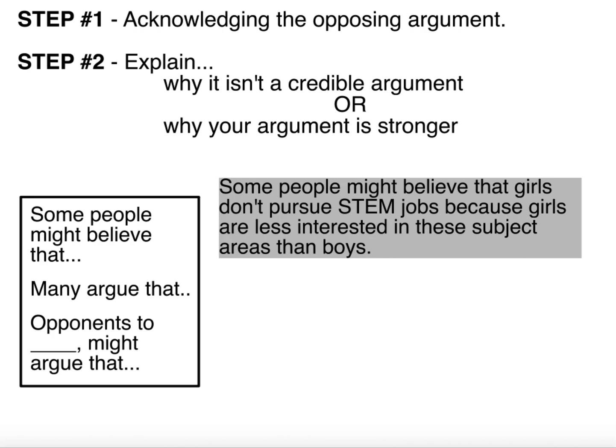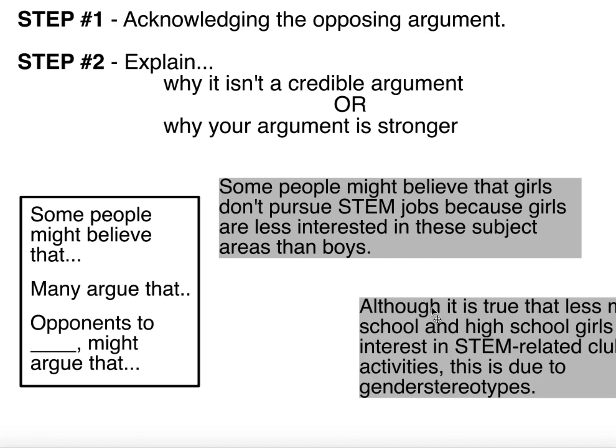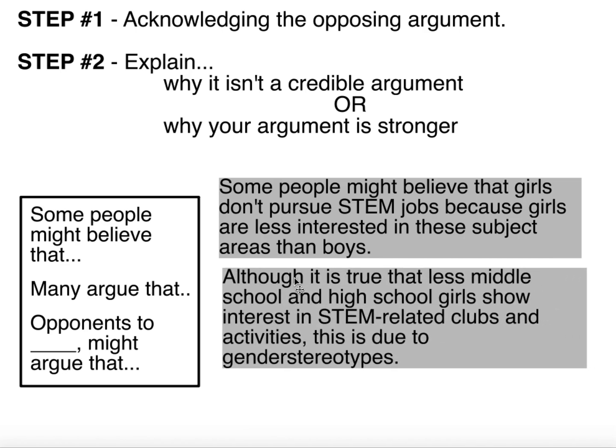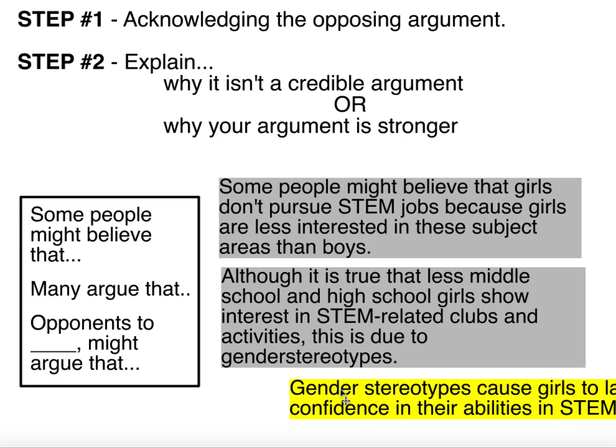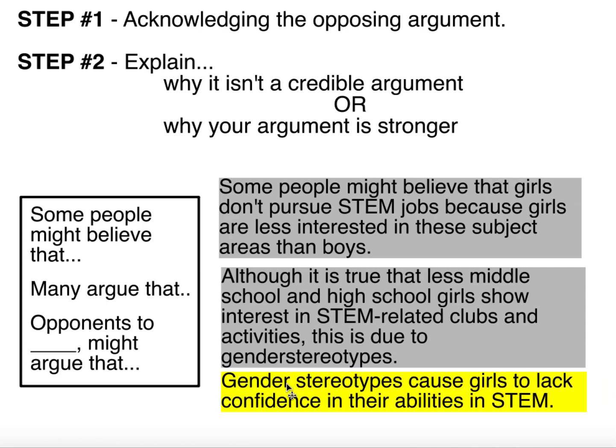So now what I'm going to do is that I'm going to explain why this isn't a credible argument, why girls aren't actually just less interested in science and math. Although it is true that less middle school and high school girls show interest in STEM-related clubs and activities, this is actually due to gender stereotypes. So I'm using my counterargument here just to lead into this first body paragraph, because then my next sentence is my topic sentence, my claim that gender stereotypes cause girls to lack confidence in their abilities in STEM.